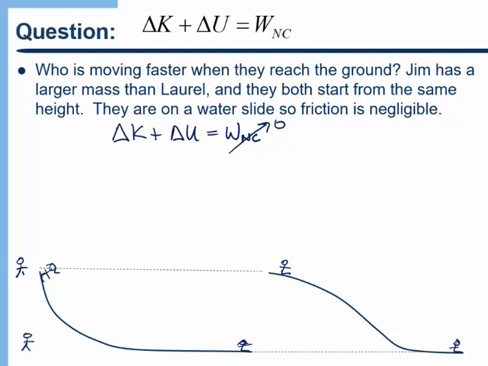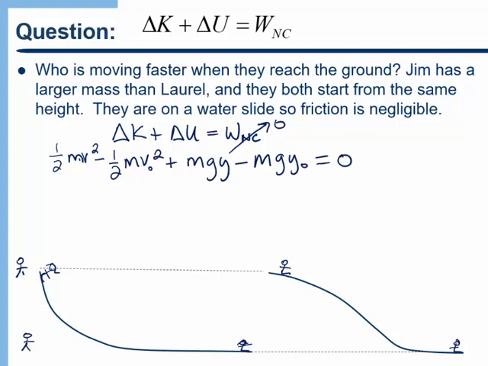The next thing we want to do, if we're actually trying to solve the problem, is write out what we mean by delta K and what we mean by delta U. Remember, delta K just means the final kinetic energy, 1/2 mv squared, minus the initial kinetic energy, 1/2 mv naught squared, plus delta U. So delta U is the final potential energy, mgy, minus the initial potential energy, mgy naught, and that's got to be equal to 0.